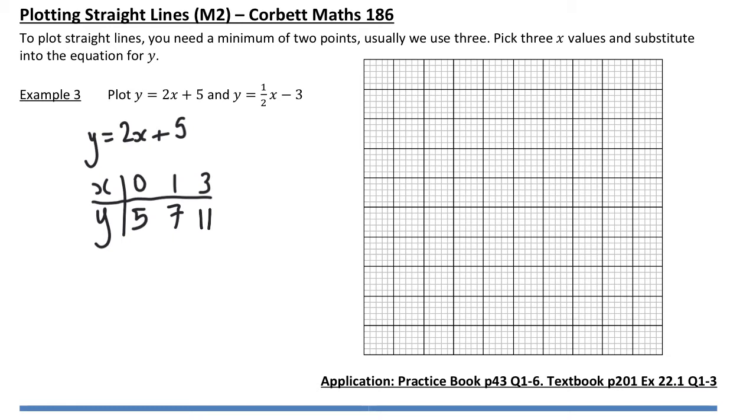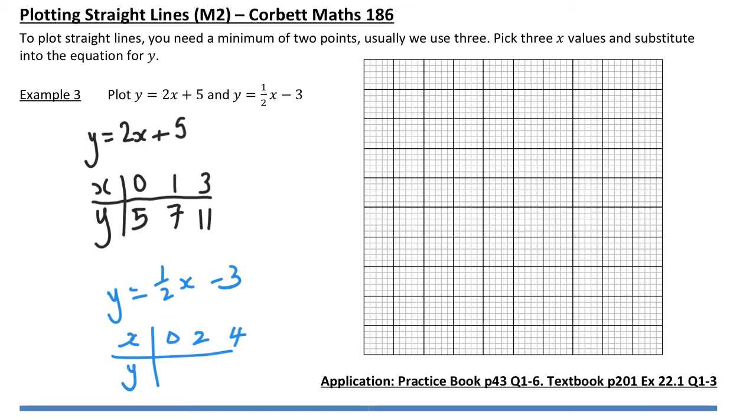Then we can go to our second graph, which is y equals a half x minus 3. And we'll do our table of values. Now, whenever we pick our x values, we'll be finding a half of them, so we'll be dividing it by 2. So picking odd numbers isn't really a great idea here. It's much easier to pick even numbers. So the even numbers that we'll pick, let's go for 0, 2, and 4.